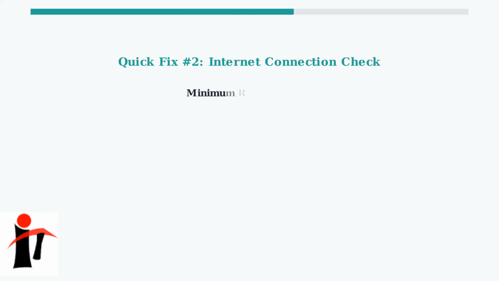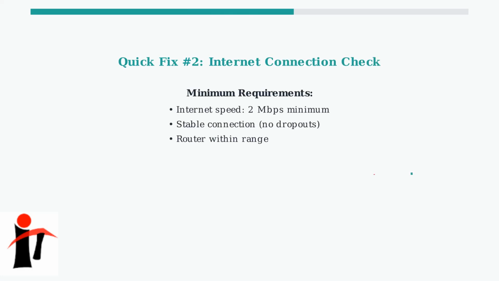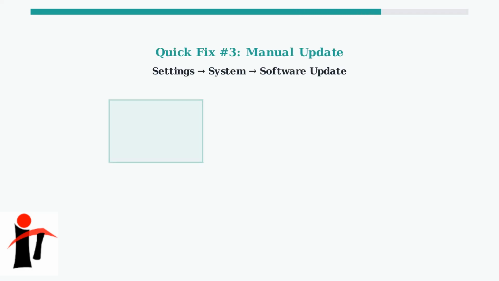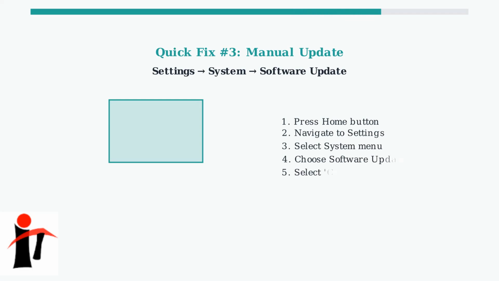Next, verify your internet connection. YouView requires a stable broadband connection with a minimum speed of 2 megabits per second for successful firmware downloads. If automatic updates fail, you can manually trigger an update through your YouView box settings. Navigate to Settings, then System, and select Software Update to force a manual check.